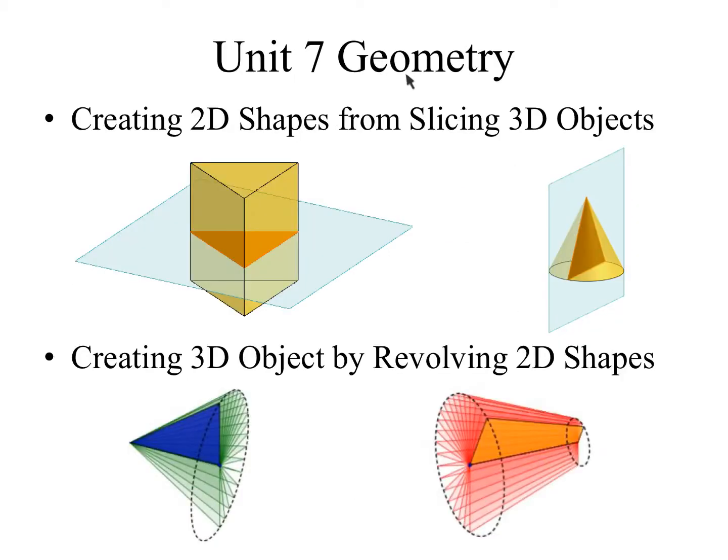In Unit 7, we'll be doing some geometry stuff. So we'll be taking three-dimensional objects and slicing them and seeing two-dimensional objects as you slice it. So you see a triangle there. And then we take 3D objects by revolving a 2D object. So you have this triangle and you spin it and you'll get this cone shape. And you take this trapezoid and spin it and you get this thing called a frustum or a truncated cone and different things like that.